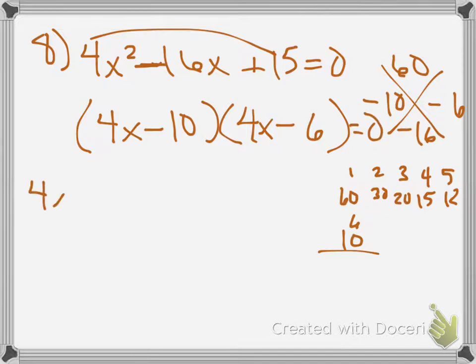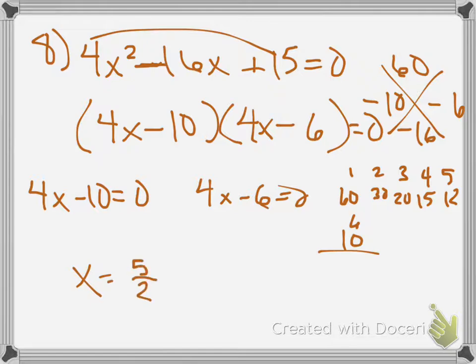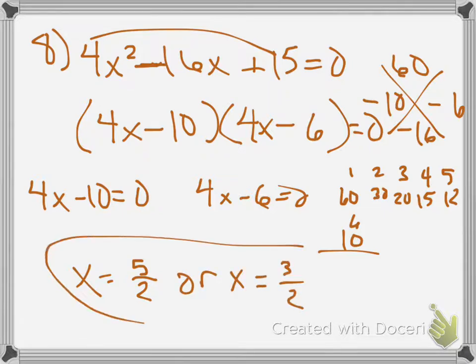So I have 4x minus 10 equals 0 and 4x minus 6 equals 0. So when I solve these, I should get x is equal to positive 5/2. That's what would happen if you add 10 and then divide by 4. Here if I add 6 and then divide by 4, I get 3/2. So that one you get 2 different fraction answers.